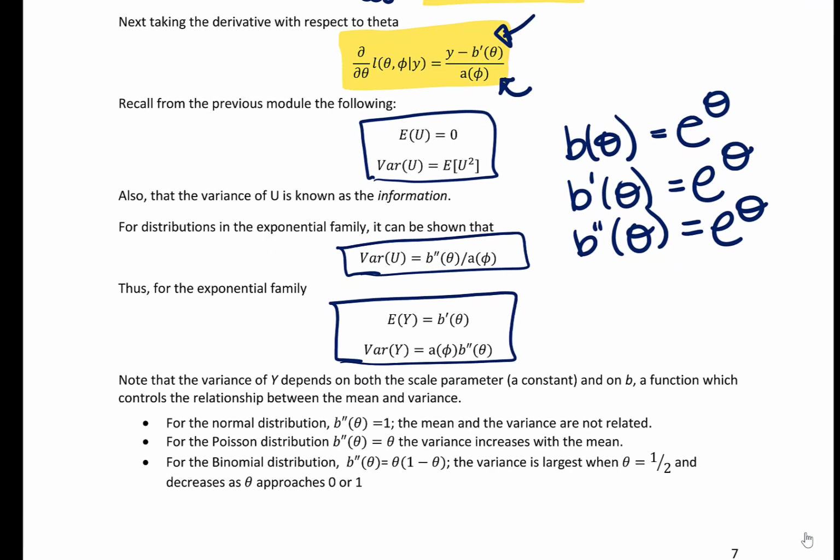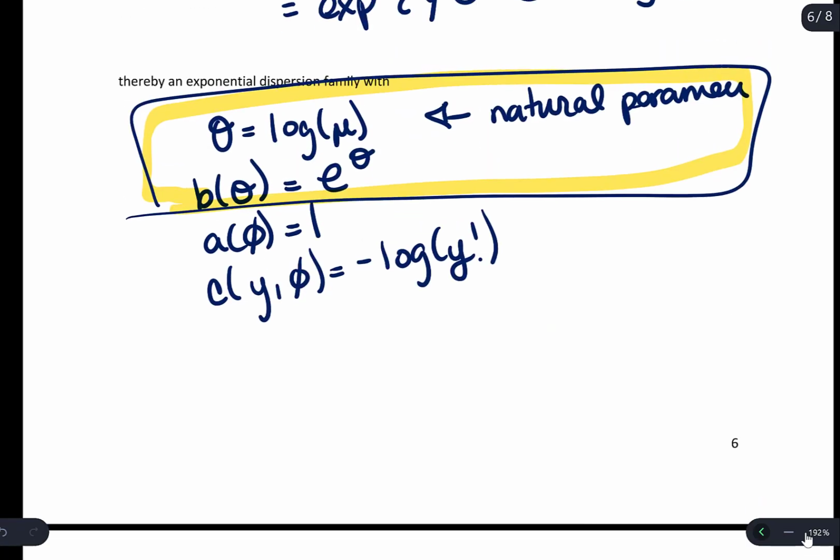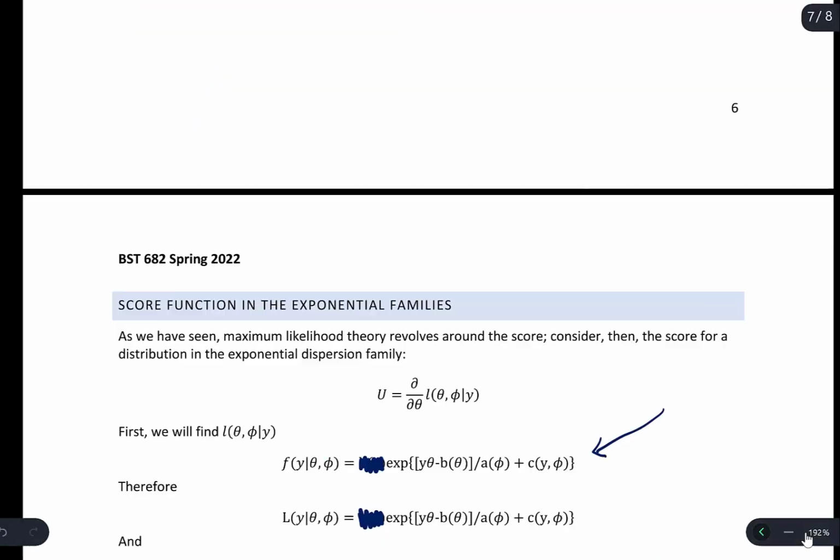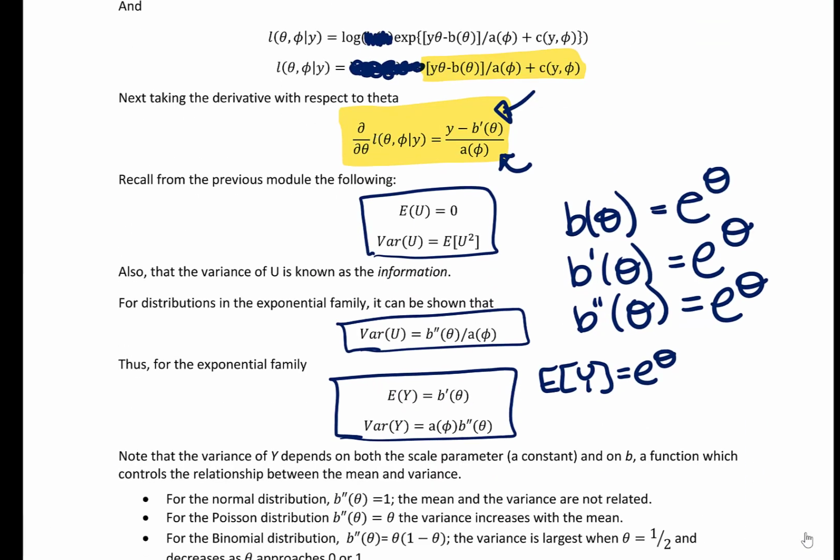So now let's use this to find the expected value of y. Notice the expected value of y in this case is equal to e to the theta, but, and here's the trick, remember that theta is equal to the log of mu. And so this is equal to e to the log of mu, which is just equal to mu, and we know the mean of the Poisson distribution is equal to mu.